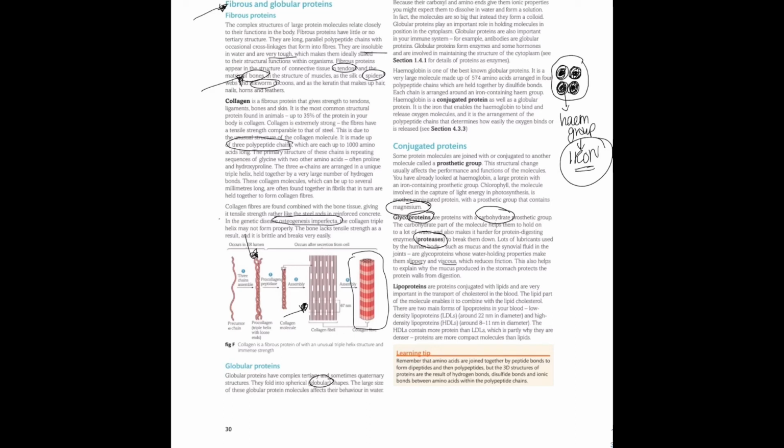Lipoproteins. Lipoproteins are proteins conjugated with lipids. So now you've got a prosthetic group that's a lipid attached to a protein. And they are very important in the transport of cholesterol in the blood. So you've got 2 types of cholesterol. If you learned from GCSEs, you've got HDL and LDL. And HDL is the good cholesterol. So remember HD, like HDTV, which is good.